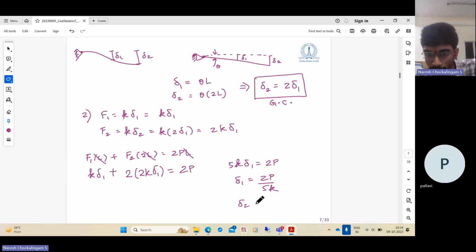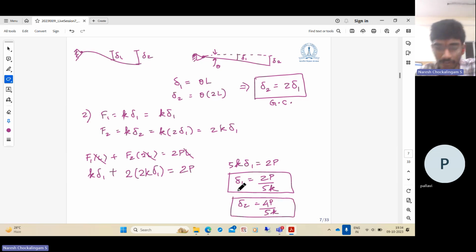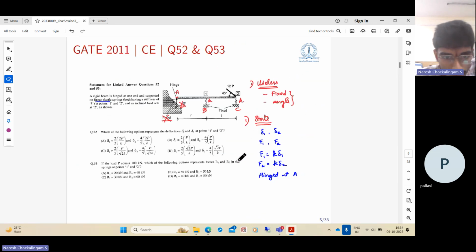And delta 2 is equal to 2 times delta 1, which is 4P by 5K. So this is the answer to this problem. Delta 1 is 2P by 5K. Delta 2 is equal to 4P by 5K. Let us look at the options. So it is option B. Delta 1 is equal to 2P by 5K. Delta 2 is equal to 4P by 5K.